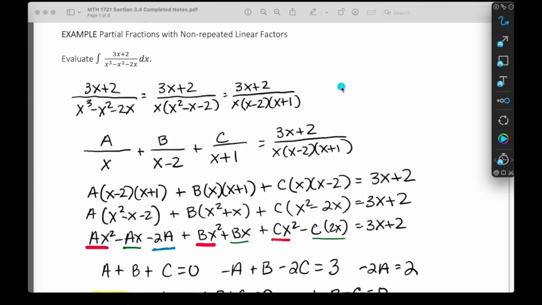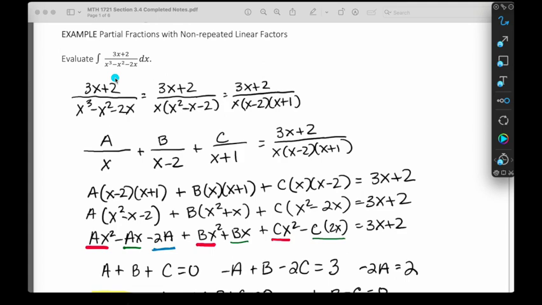Now, in our second example, we're going to look at partial fractions with non-repeated linear factors. So here's what we want to integrate. We have 3x plus 2 over x to the third minus x squared minus 2x. Now, in this case, because the degree of the numerator is less than the degree of the denominator, we do not have to worry about using long division to break it down.